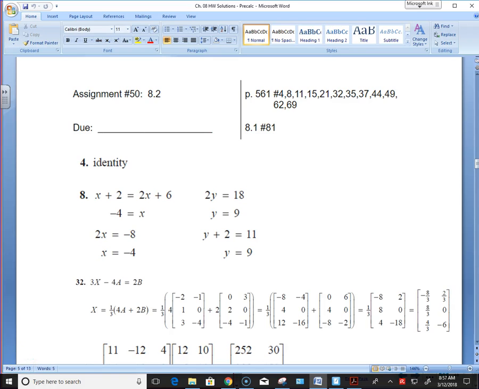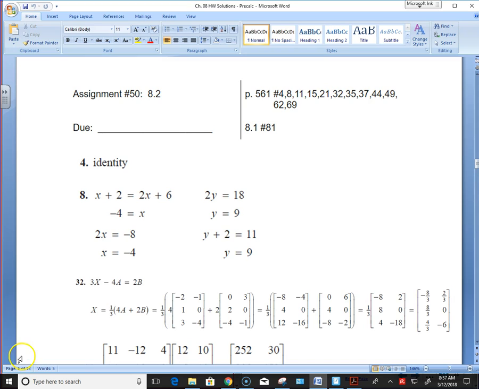Number 4 should have been identity. Number 8: weren't you just setting entries equal to each other and solving? I'm pretty sure. So then x should end up being -4, and y should end up being 9. x was -4, y was 9.